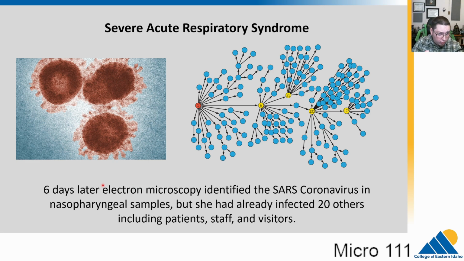So 6 days later, they identify this virus and go, uh-oh, we got a respiratory virus, but it's too late. She's been in that general hospital ward, and by this point, she infected 20 other people, so even more than is on here. This includes other patients, staff, and visitors. So people are dispersing, right?